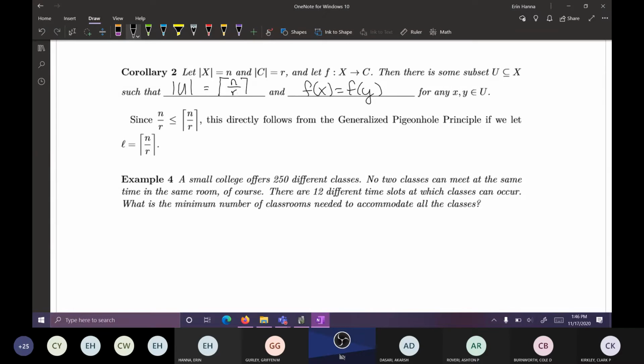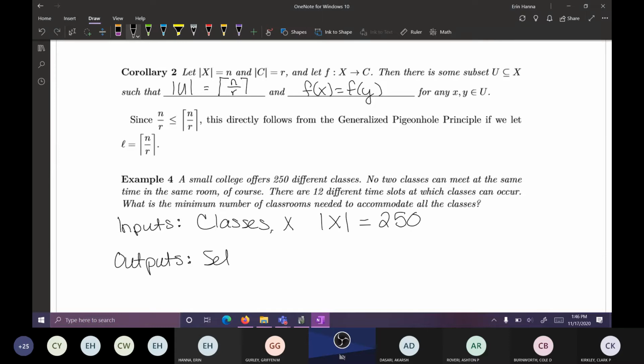So using this generalized pigeonhole principle and this little corollary, if we think about the inputs as the classes, and let's name that set X, then the amount of classes we have is 250. There's 250 classes at this college. Let's think of our outputs as the set of time slots.